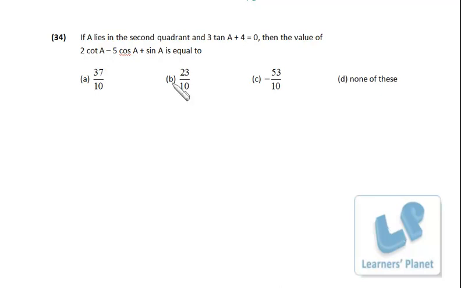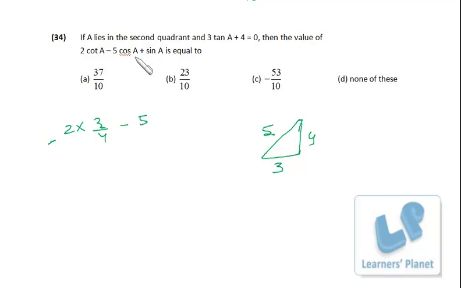If a lies in the second quadrant and 3 tan a plus 4 is equal to 0, then find the value of this expression. Okay, so here tan a must be -4 by 3. So we just have to take the numerical value, 4 by 3. We'll drop the minus to put up the length of the sides. So tan theta is perpendicular by base, so this must be 4, this must be 3, then this must be 5. Now we have to be careful about the signs. Cot a, if tan a is -4 by 3, cot a will be -3 by 4. So it is 2 into 3 by 4 negative, -5.